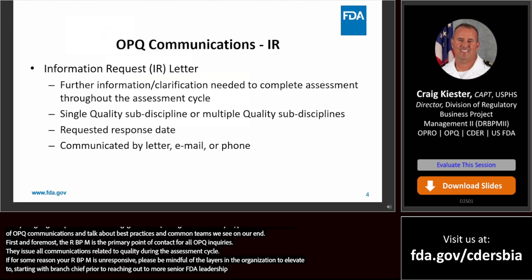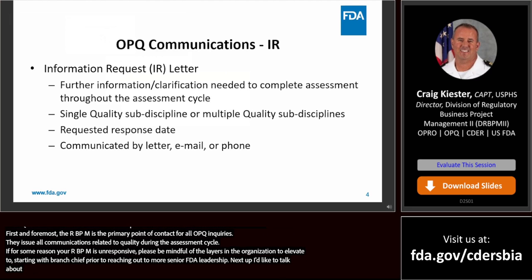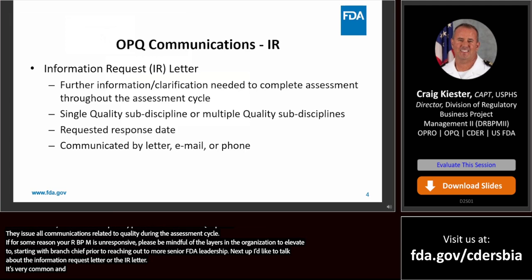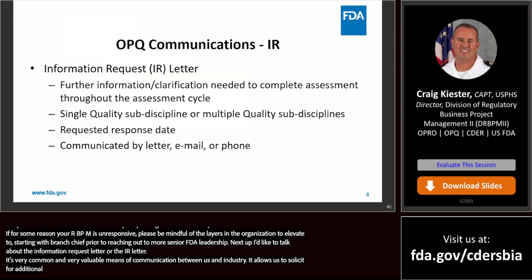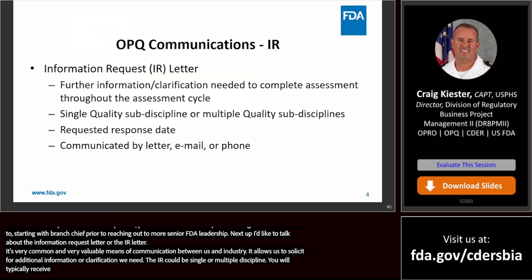Next up, I'd like to talk a little bit about the information request letter, or the IR letter. It's a very common and very valuable means of communication between us and industry. It's a tool that allows us to solicit additional information or clarification that we need in order to complete the assessment cycle. The IR could be single discipline or multidiscipline. When issuing the IRs, the RBPMs will typically request a response date, and you will receive a communication via either phone, email, or letters.